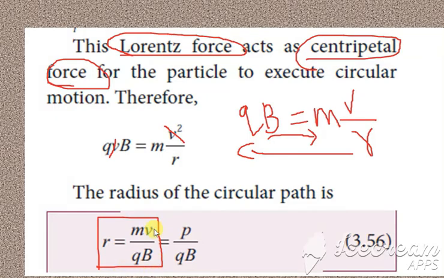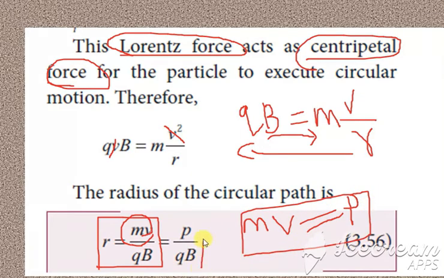Same way, instead of this MV, because M is what? The mass. V is what? Velocity. Mass into velocity can be written as momentum P. So instead of this M into V, I am writing it as P. So MV is equal to P. So we get the equation as P divided by Q into B.